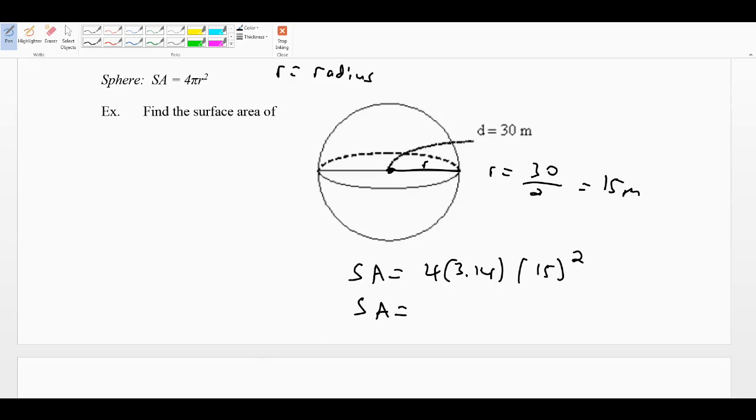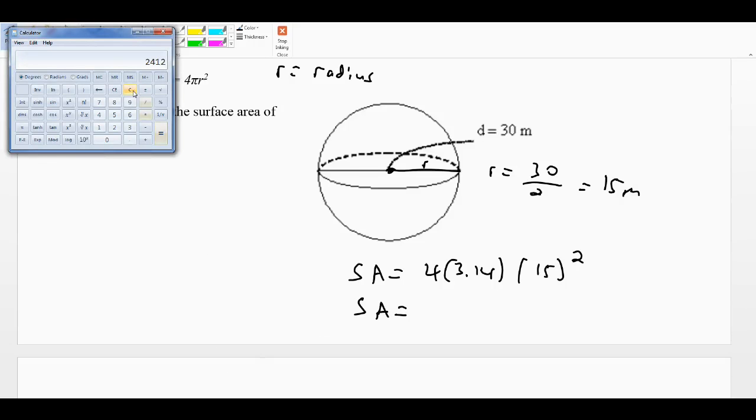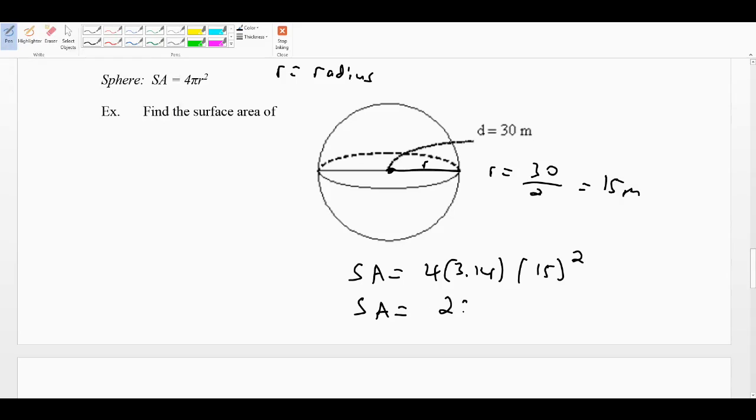I'm just going to use a scientific calculator just so you can see how it's going to be found. I'm going to do the exponent first. 15 squared, or 15 times 15, however you want to do it. If you know how to use your calculator, it's even better. Equals, times 3.14, times 4, and we get 2826. And it is square meters.